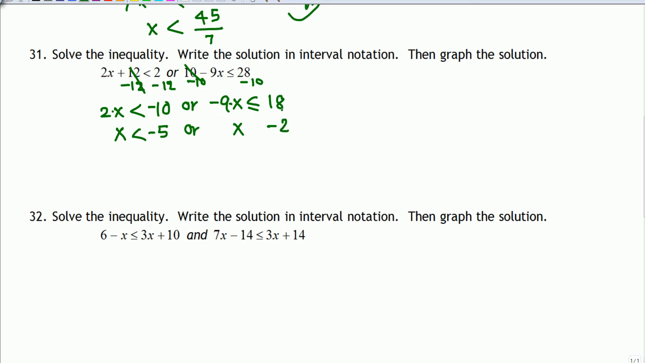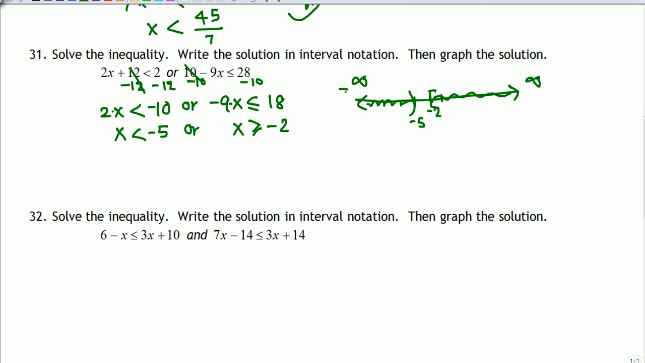But when we divide by a negative number, we have to switch the direction, so it will be bigger than or equal to. Now let's graph and write down the interval notation. The first one says x is less than −5, so here is 0, −5 is here, and less than means on the left. Or x is bigger than or equal to −2. So this is −5 and this is −2. It says x is bigger than or equal to, so we need to use a bracket.